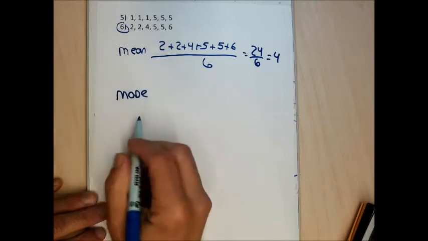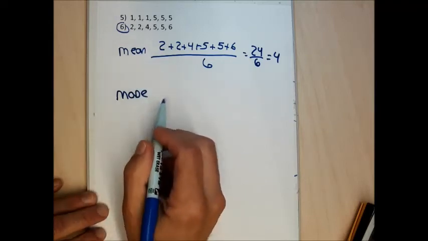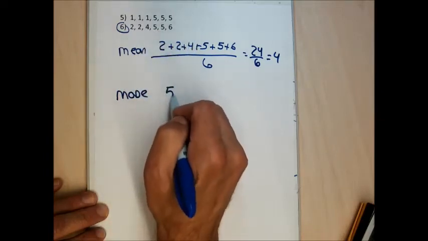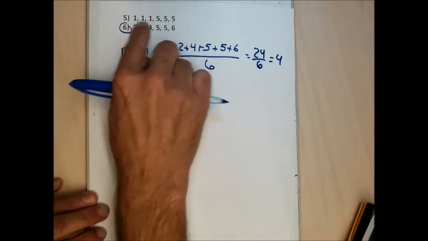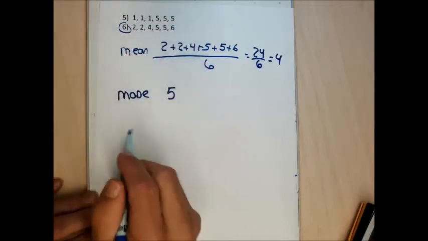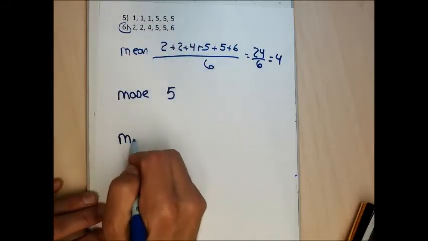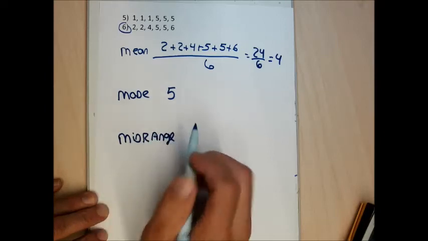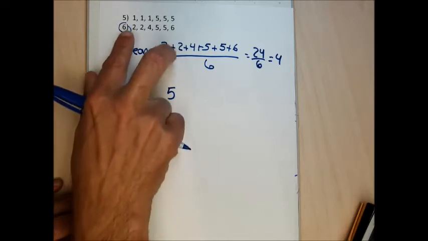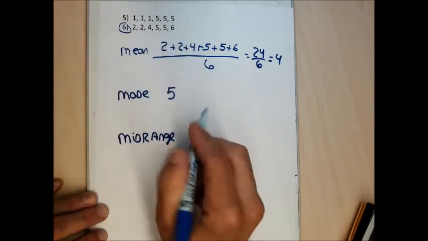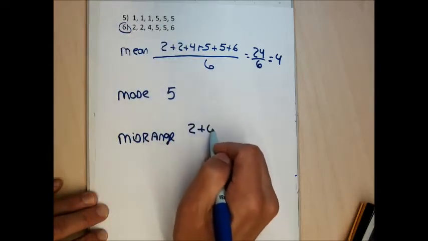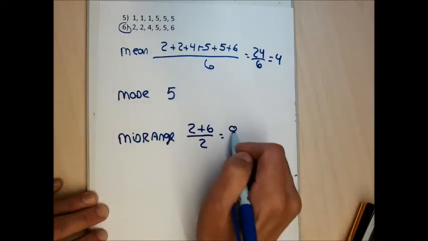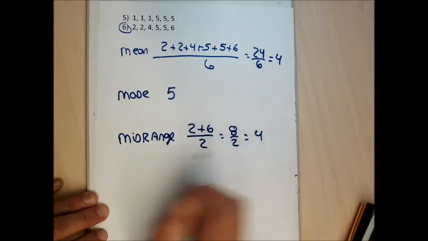I'm going to hold off on the mode. Well, I'm going to do the mode next because mode is most, and for my most, I'm going to get 5. For your most, you're going to get bimodal 1 and 5 because they both occur 3 times. I'm holding off on my median because it destroys the data. For mid-range, since my data is ordered from smallest to largest, it's easy to see the smallest, it's easy to see the largest. The mid-range is the smallest plus the largest, mine 2 plus 6 over 2. This is going to be 8 over 2, which is 4.